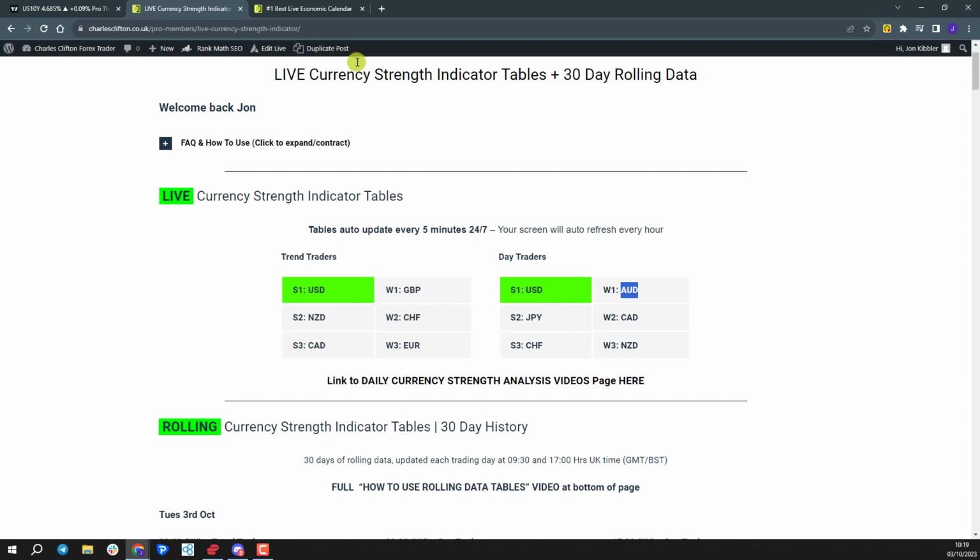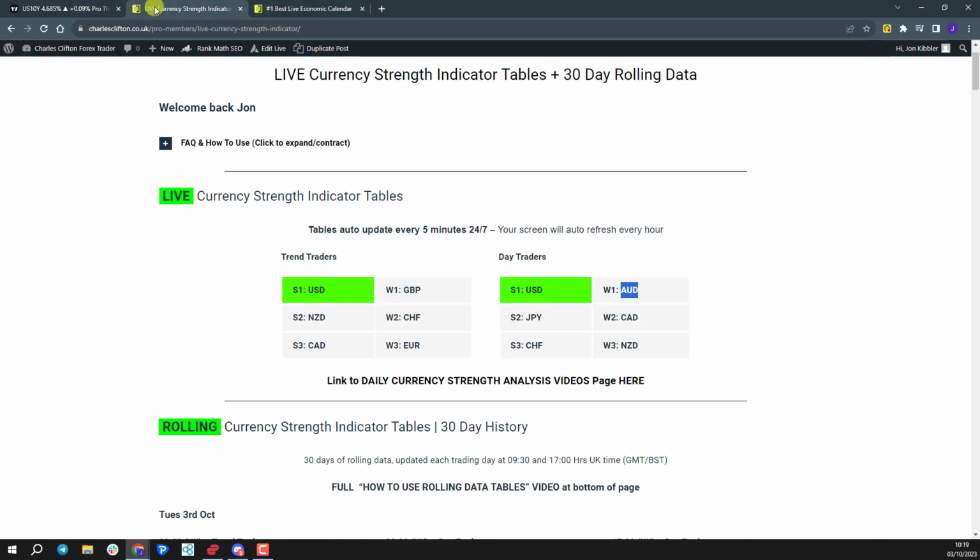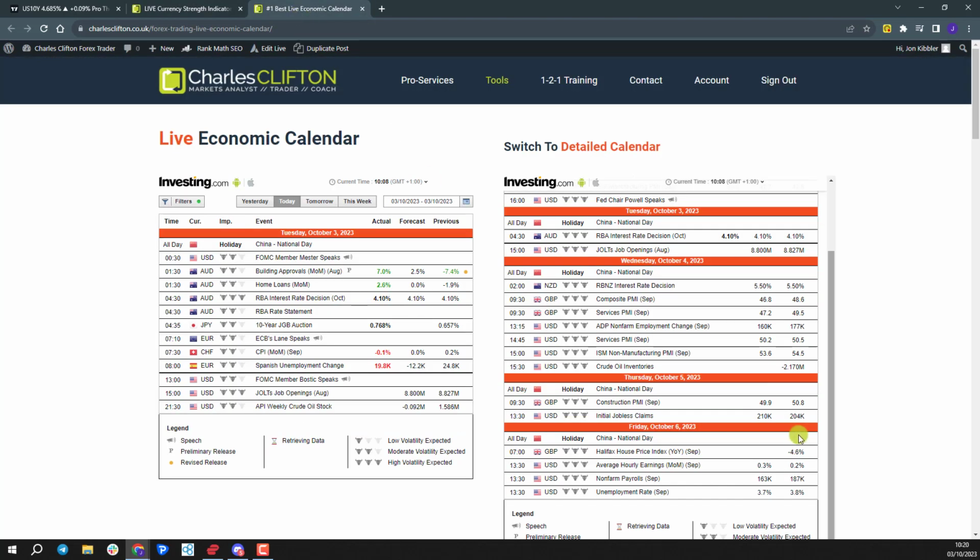Aussie has come on the tables. We actually had some data overnight. If we go and have a little look here on our live economic calendar, you can see that the RBA held interest rates at 4.1%, in line with expectations. The Australian dollar has weakened off the back of that, and it's now the top currency pair on our day traders chart. Again, I was waiting to see if we got some kind of confluence on the trend traders and the day traders. We just haven't had that though. So at the moment, it's just dollar really dominating the market.